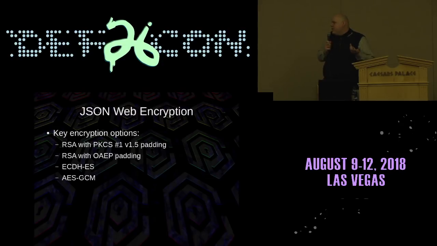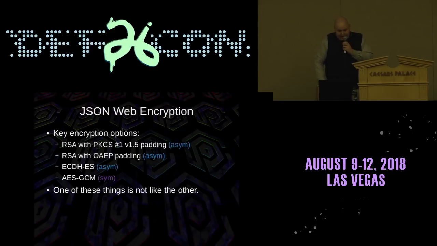JSON web encryption is not much better. Look at these key encryption options, right? This is for encrypting a key to later on encrypt the token body. Now, if you noticed, we have three asymmetric ones and one symmetric key option. This was clearly not the result of careful designing of use cases. This was a design by committee of trying to solve the 99% problem rather than the 50% problem at day one.